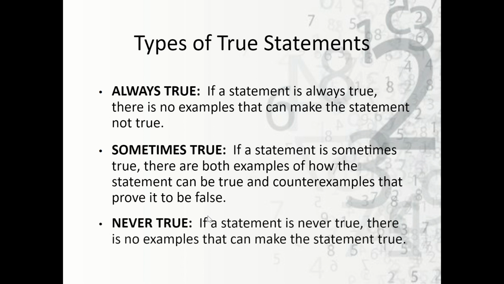And the last one is never true. And never true means that there are no examples when this could be true. For instance, the sun will not come out today. Well, that's never true. The sun always does come out.